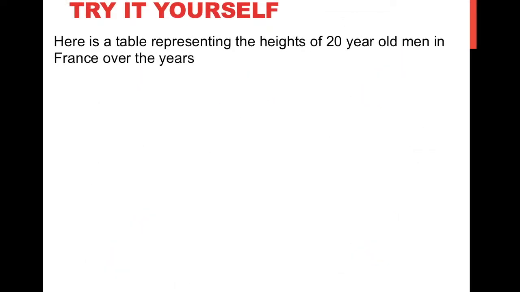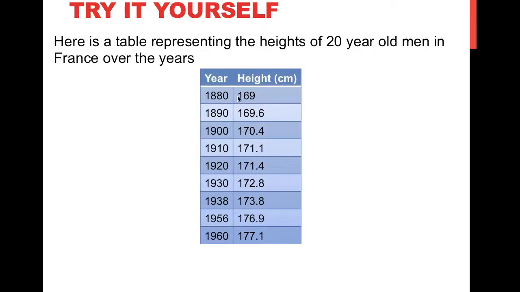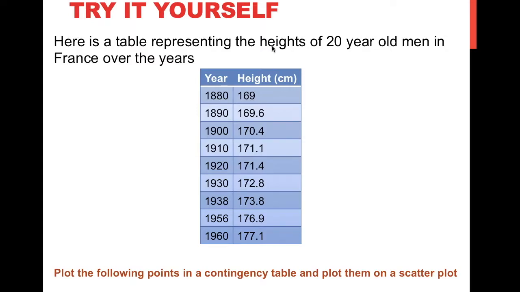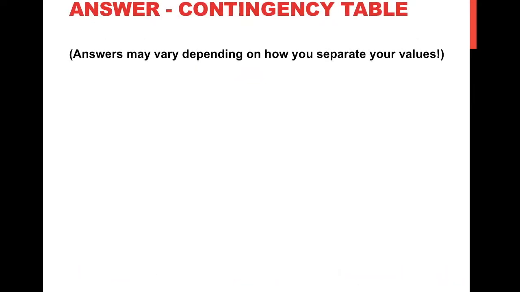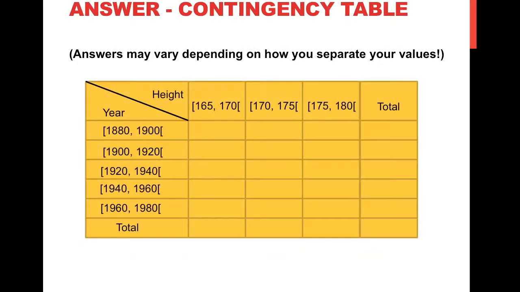Try it yourself. Here's a table representing the heights of 20-year-old men in France over the years. So here are the years, and here are the heights in centimeters. Try and make your own contingency table with this information and plot that information on a scatter plot. Your answers will depend on how you decided to split your intervals, but this is how I decided to do it. So I split my heights here in 5s, and I split my years in 10s.